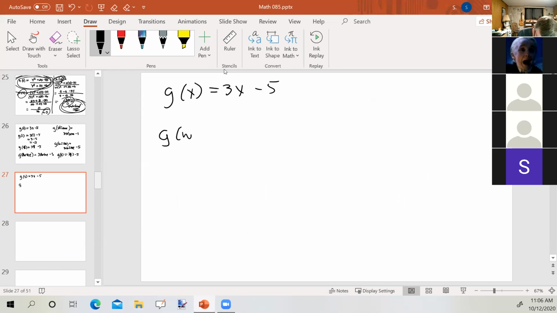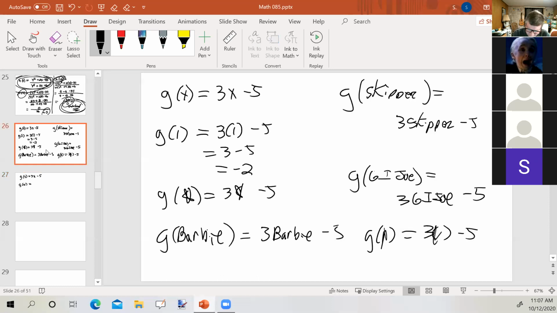What would g of w equal? This is not a trick question. Wouldn't it be 3x times w minus 5? Was this 3 star times or 3x times star? What did the star do?